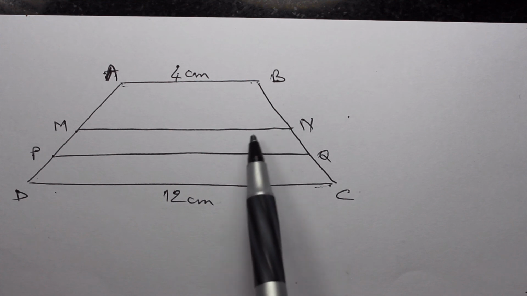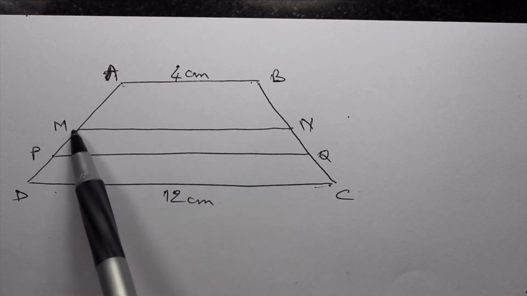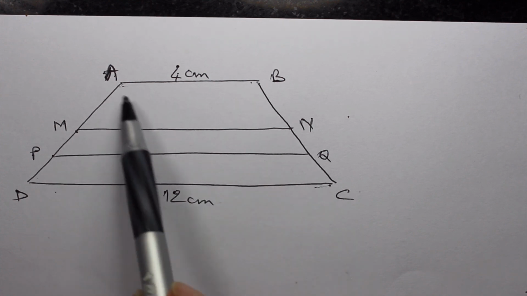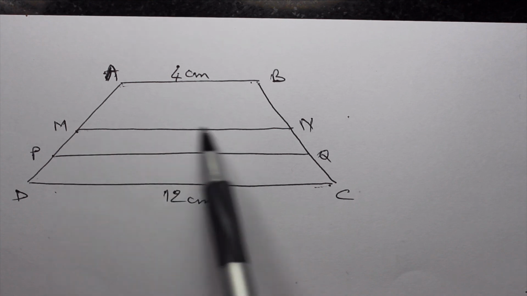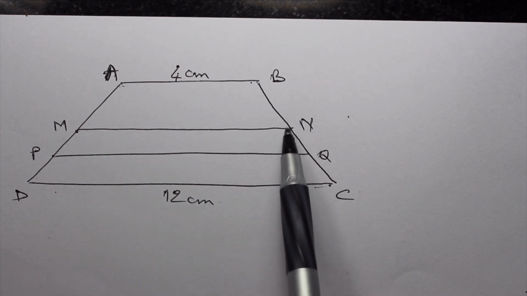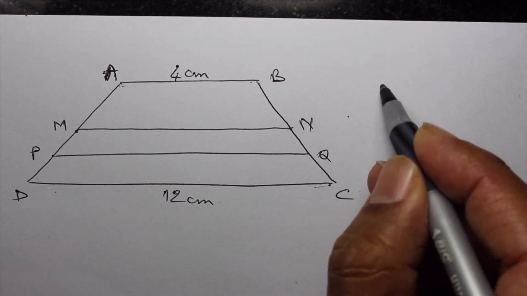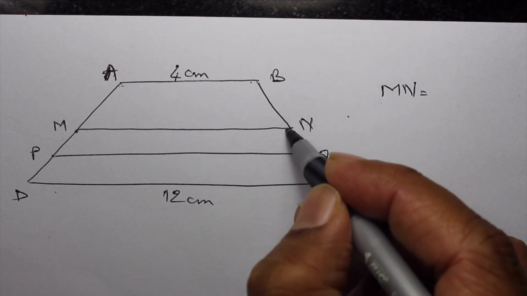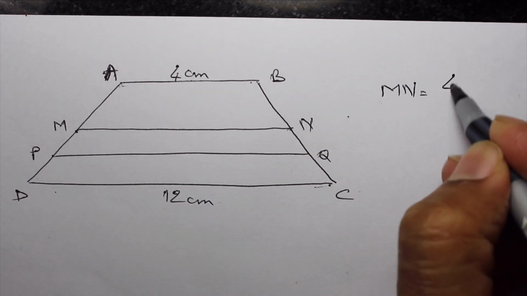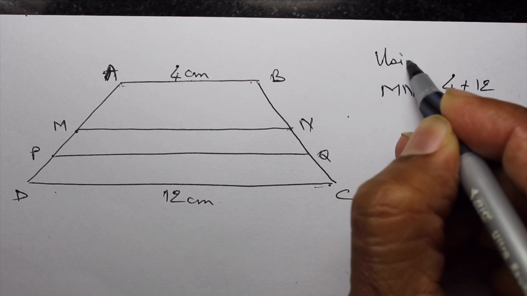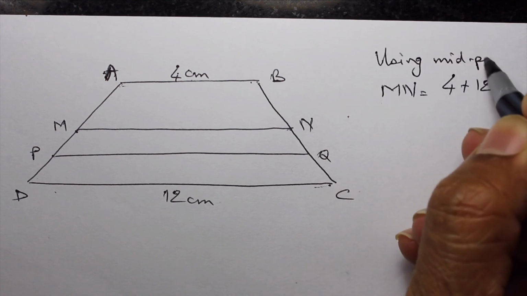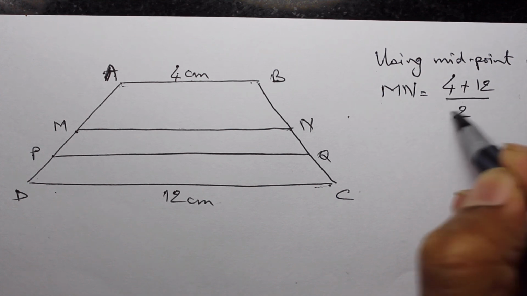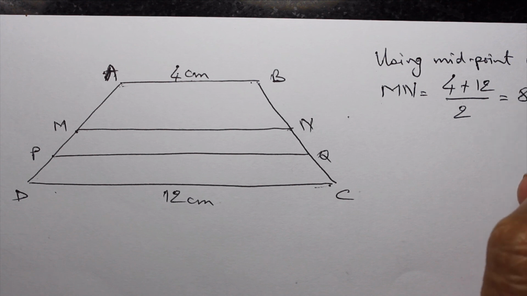Using this midpoint theorem and just extending it a little bit, if these are midpoints of the sides which are not parallel, this is also a parallel line, and the length of MN would be the average of 4 and 12. So using the midpoint theorem, MN is equal to (4 plus 12) by 2, which is 8 centimeters.